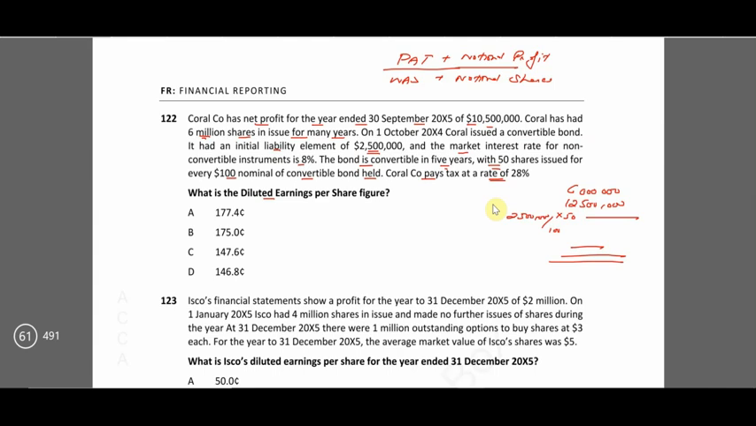And then you need to calculate the notional shares as well. If they are taking the shares, how much they will be taking. The fraction will be given, like in this question, 50 shares for every 100 nominal bond. So you take the value of the bond, divide by 100, multiply by 50. So this is how you are going to get the answer. So the answer is 146.8. It is the D option.